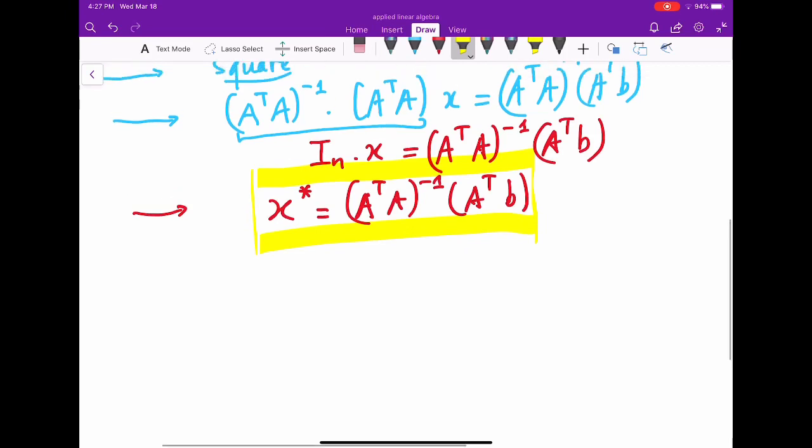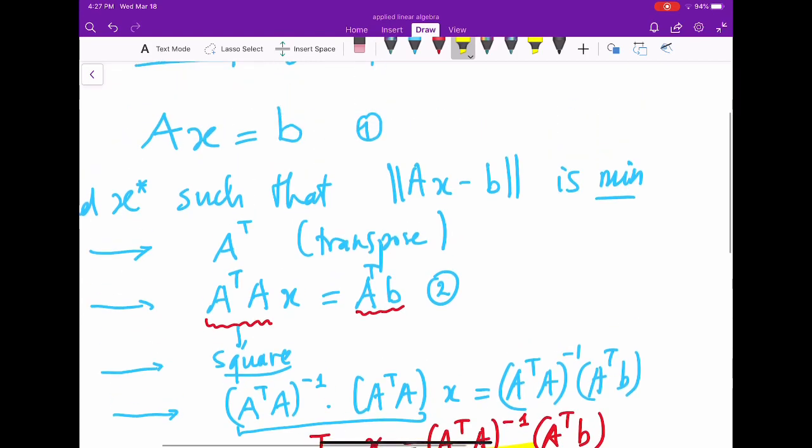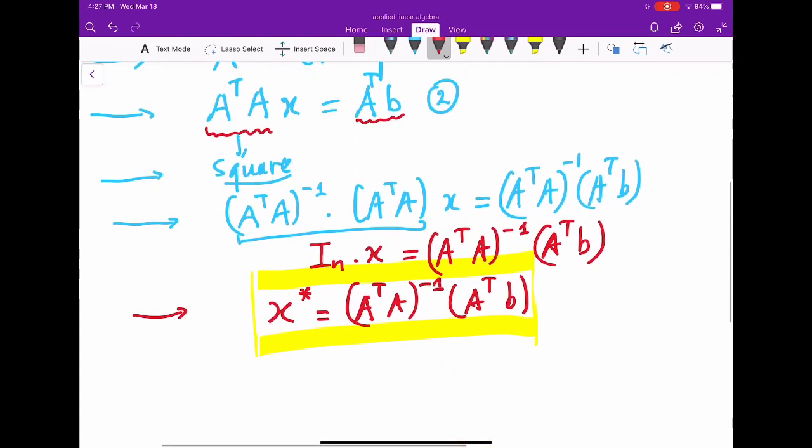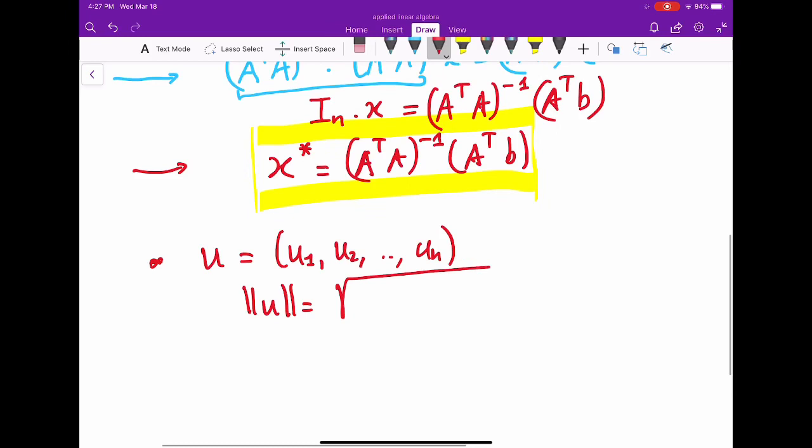Now let's look at this problem from another point of view. Basically I need to minimize my function here, the norm of Ax minus b, and the norm of this can be calculated in R^n, and we know how to do that. Let me remind you: if you have some vector u, which is u1, u2, up to un, the norm of u is just the square root of u1 squared plus u2 squared, and so on, plus un squared.